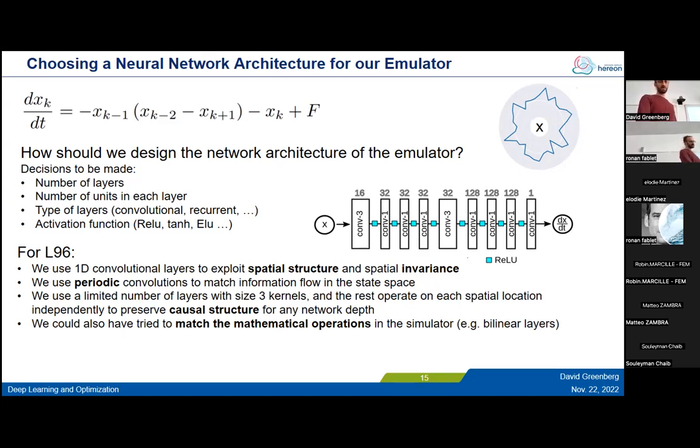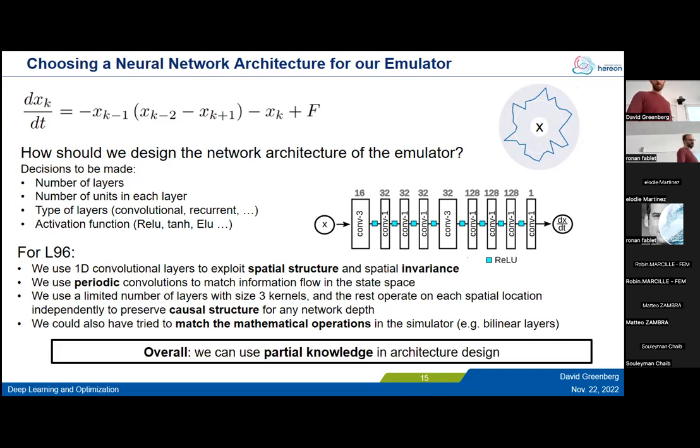We also have the fact that these dynamics are spatially invariant, so using convolutional layers at all gives us that invariance. We could go further, and we explored this in the paper, but I won't go into it: you can look at bilinear layers to capture the exact mathematical structure. At that point, it's sort of cheating, and for that reason we mainly focused on more generic deep neural networks. But overall, we can use partial knowledge of the simulator in designing our architecture.